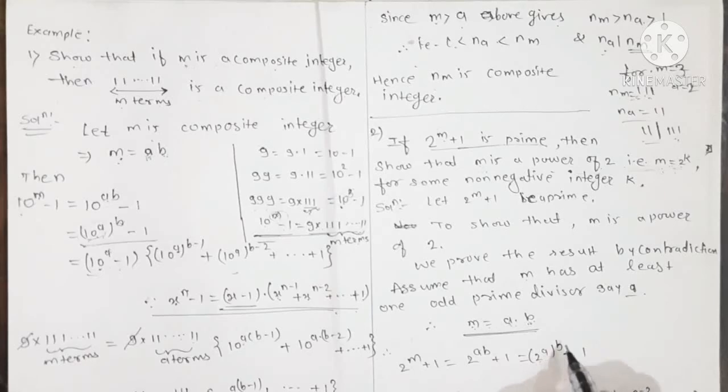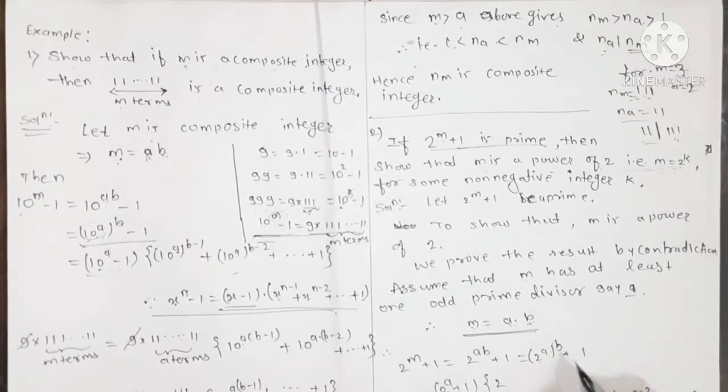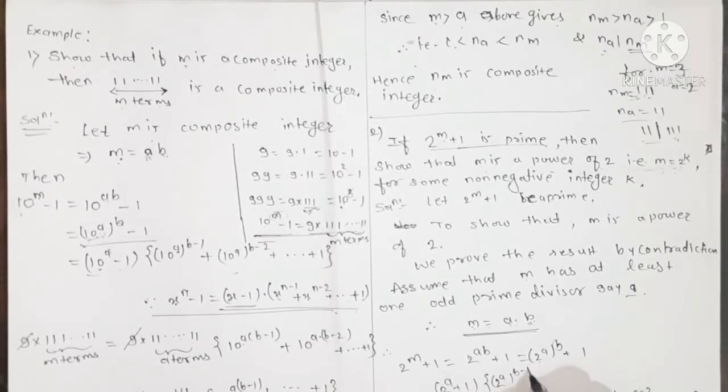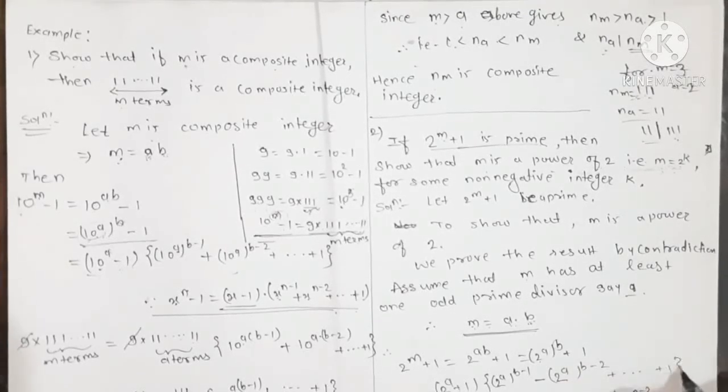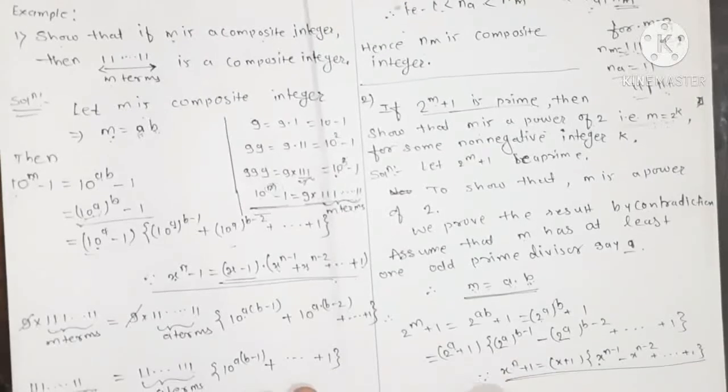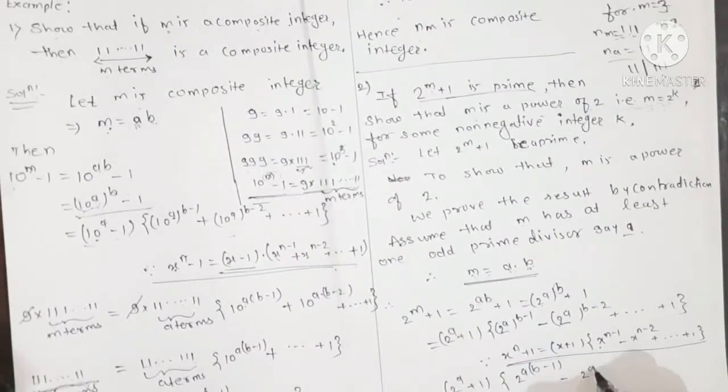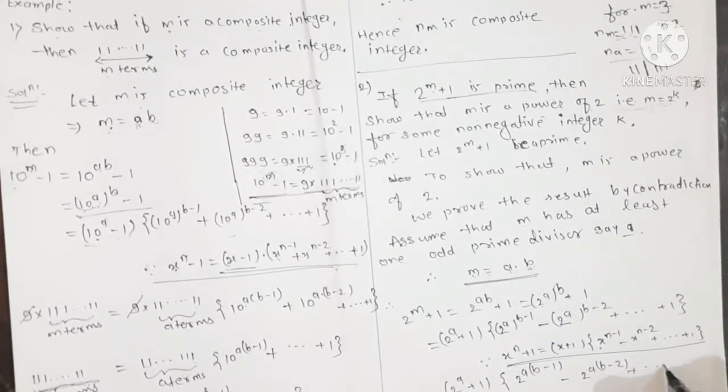So we have 2 to the power a to the power b is equal to 2 to the power a plus 1 in bracket 2 to the power, here b is our n. Okay, so 2 to the power a to the power b minus 1 minus 2 to the power a to the power b minus 2 plus, and so on, plus 1. Okay, now this is equal to 2 to the power a plus 1 in bracket 2 to the power a into b minus 1 minus 2 to the power a into b minus 2 plus, and so on, plus 1.